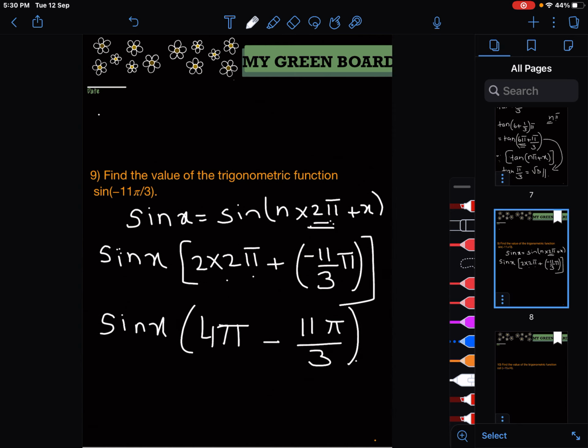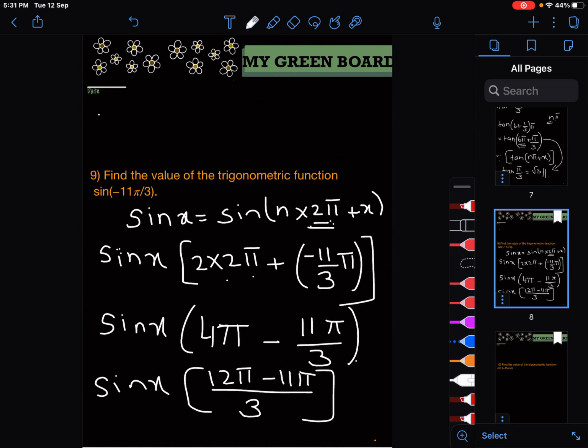Now sine x will become 4 3s are 12 pi minus 11 pi by 3. We can't ignore this 4 pi, and we won't be able to find the value of 11 by 3 pi, because pi is here and we need to find sin x of pi by 3. So we need to subtract these two fractions.